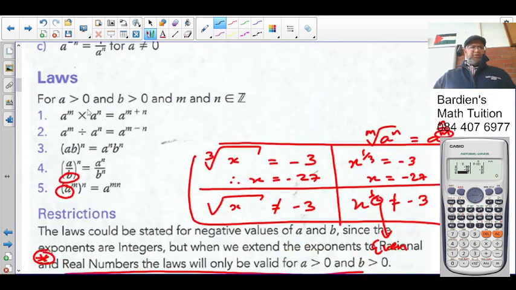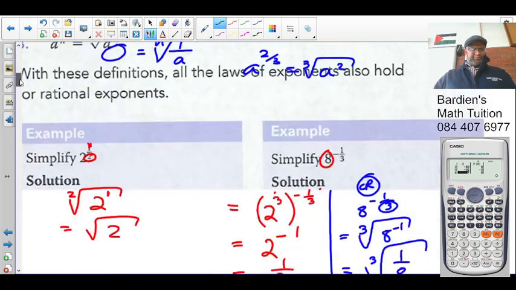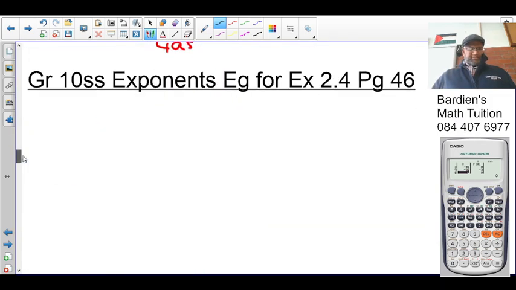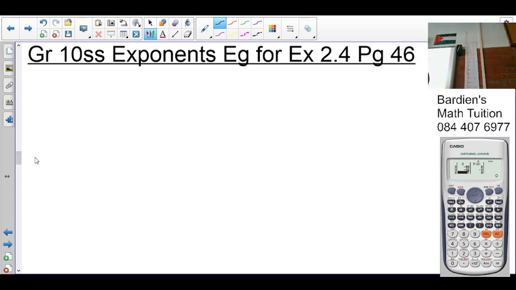Today we're looking at exponents. We will be looking at the examples for exercise 2.5. Is that correct? Yes, sir.